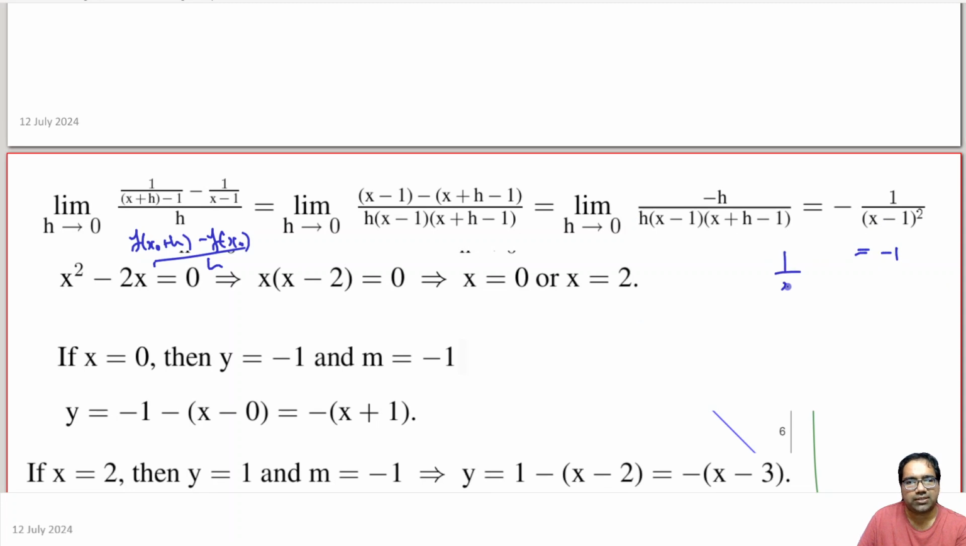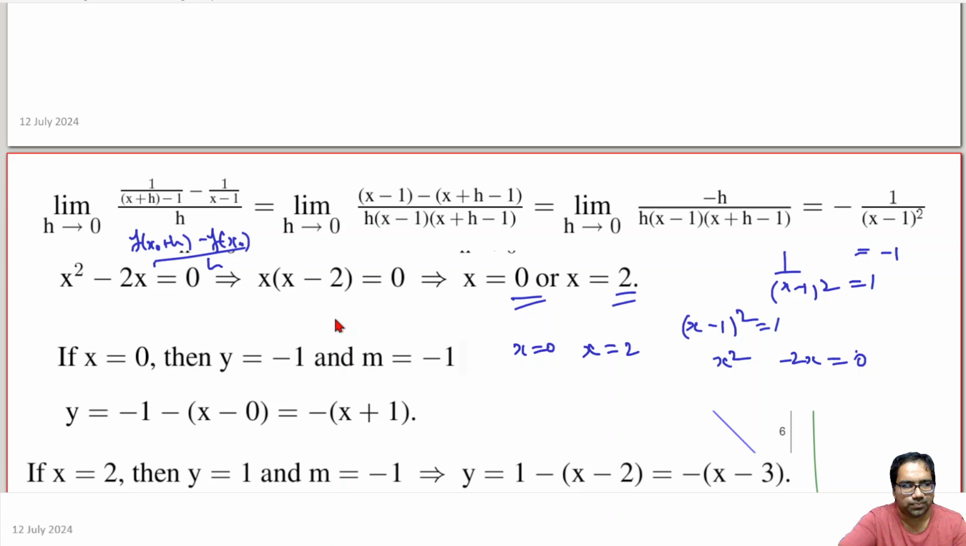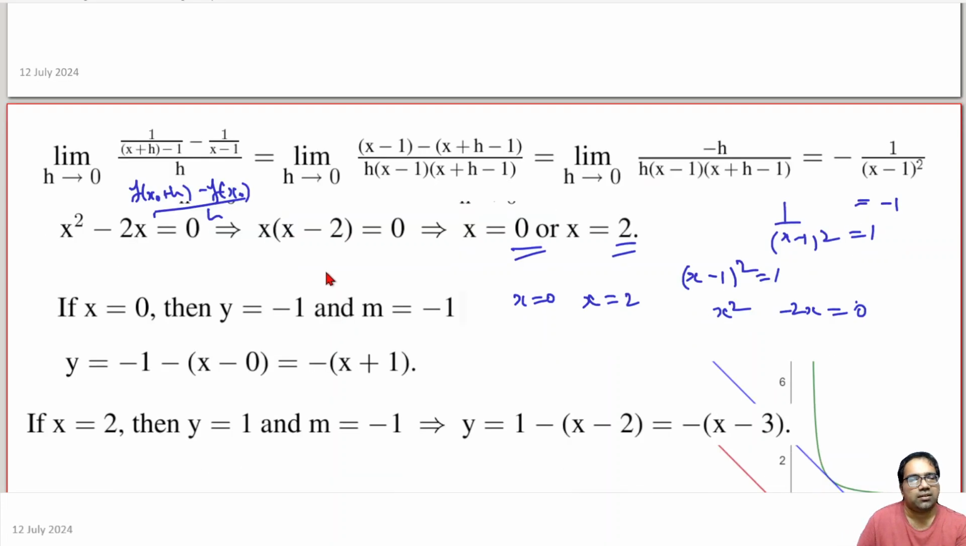That means 1 by (x minus 1) whole square should be equal to 1. Right. (x minus 1) whole square is equal to 1. x square plus 1 minus 2x is equal to 1. So that means x square minus 2x equal to 0. That means x is 0 or x is 2. Right. Now, these are the 2 points. And when x equal to 0 or x equal to 2, the slope is actually equal to minus 1.